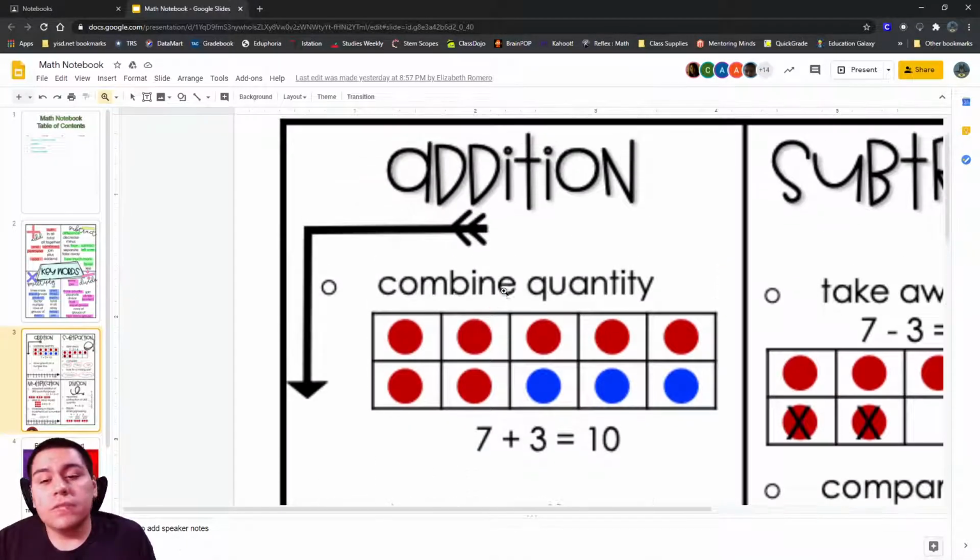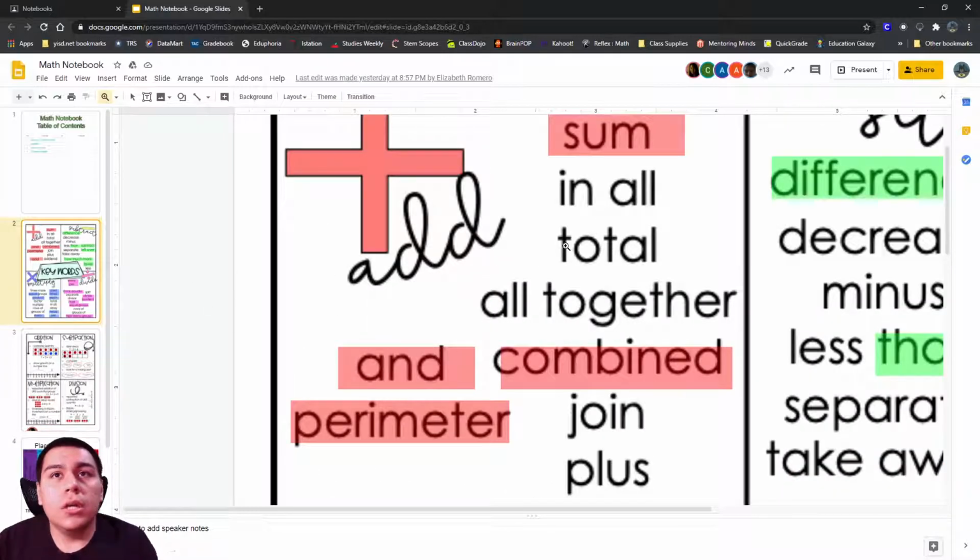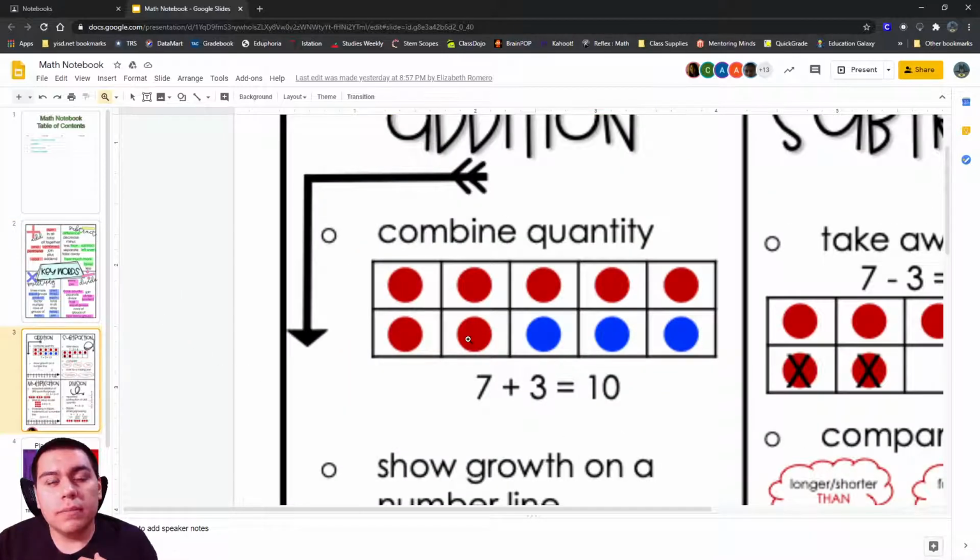So here again, we're just focusing on addition for today. Addition is when you're combining numbers, combining quantities. So they give us an example here. We have seven red dots, 1, 2, 3, 4, 5, 6, 7, plus 3 blue dots, 1, 2, 3. So if they asked us something like, what is the total number of dots? We would take the red dots, add them together with the blue dots to find our sum.